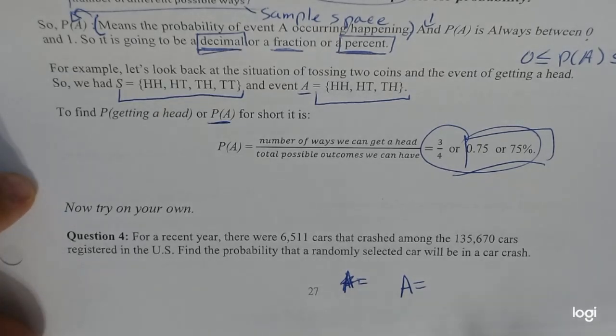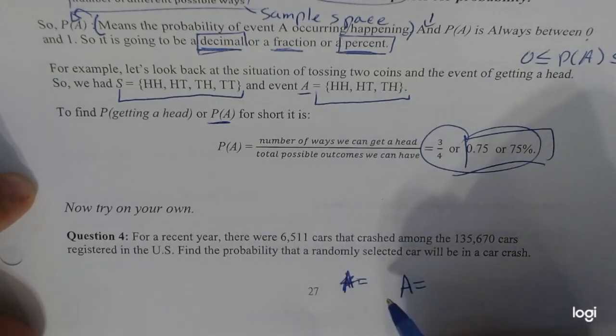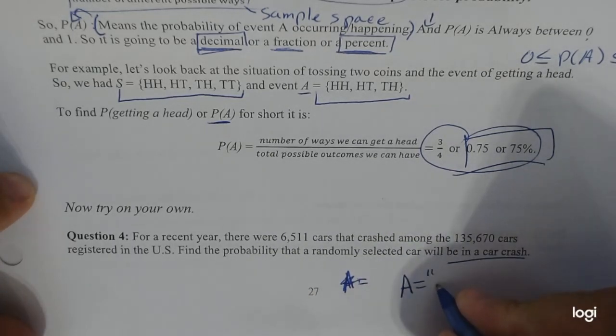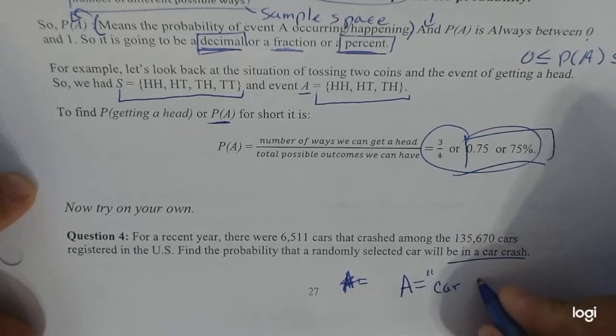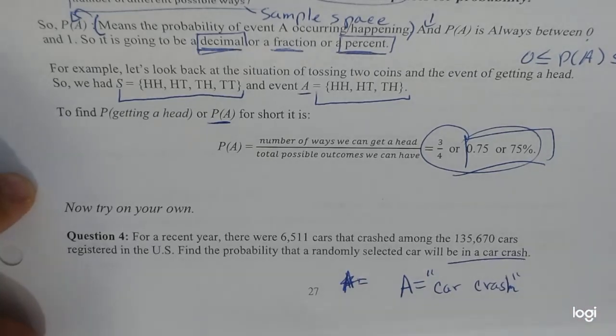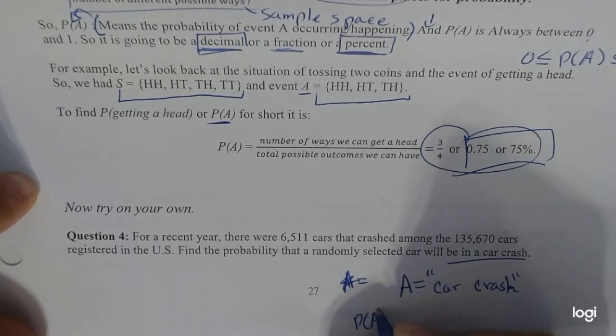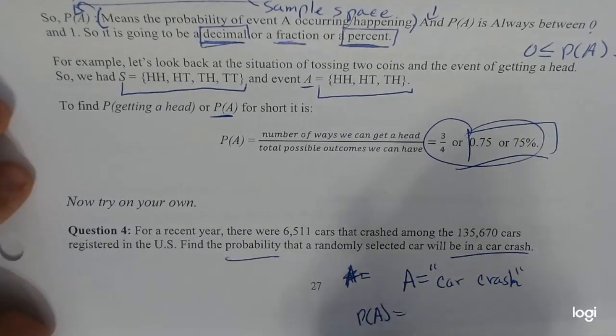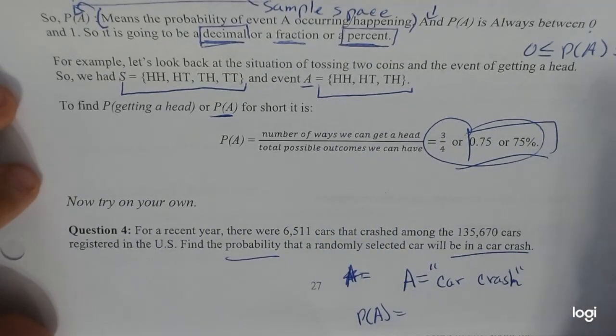So what's being asked of us to do? Find the probability that a randomly selected car was in a car crash. So that is our event: someone who's in a car crash. The event is always what's being asked of you to find, which means we want the probability P of A. So for that, we go back to our equation. In this case, we don't have to find a sample space or the event A, it's already given to us.